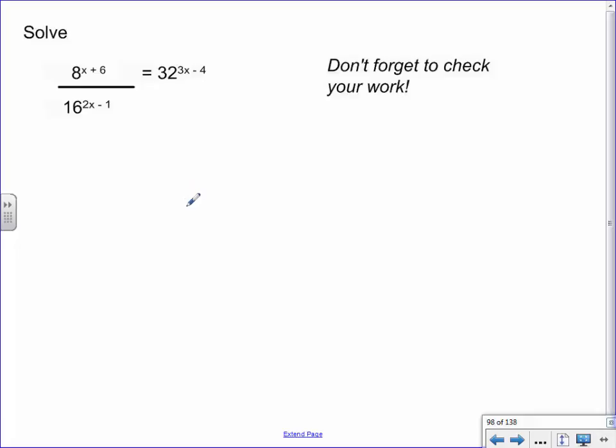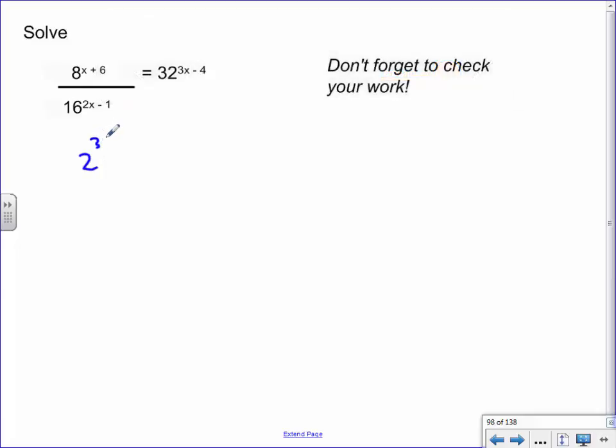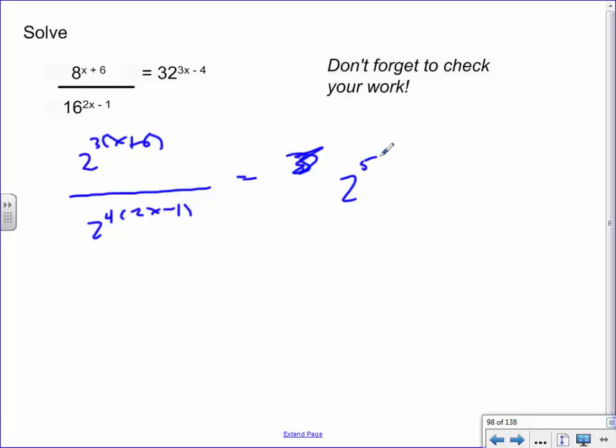So, okay, what do 8, 16, and 32 all have in common? They all have a base of 2. So, good news. We can start with this whole base concept. 8 is 2 to the 3, but that'll still be to the x plus 6. 16 is 2 to the 4, but that'll be to the 2x minus 1. And 32 is 2 to the 5. But it's still got to go to the 3x minus 4.